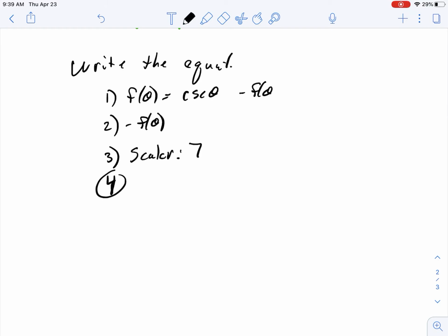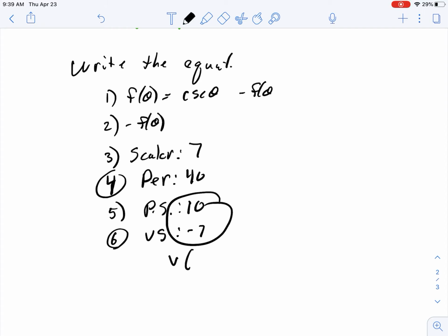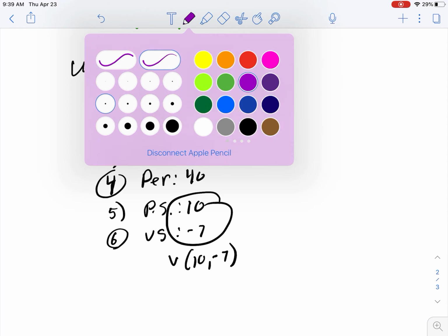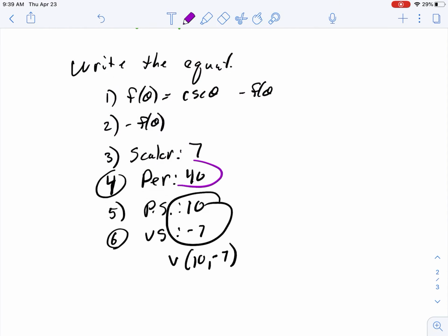Let's say there's a scalar of 7. The period is 40. The phase shift is, let's say, 10. And the vertical shift is -7. So first off, that's your vertex, 10, -7. Now the only thing you have to do here is this piece here.